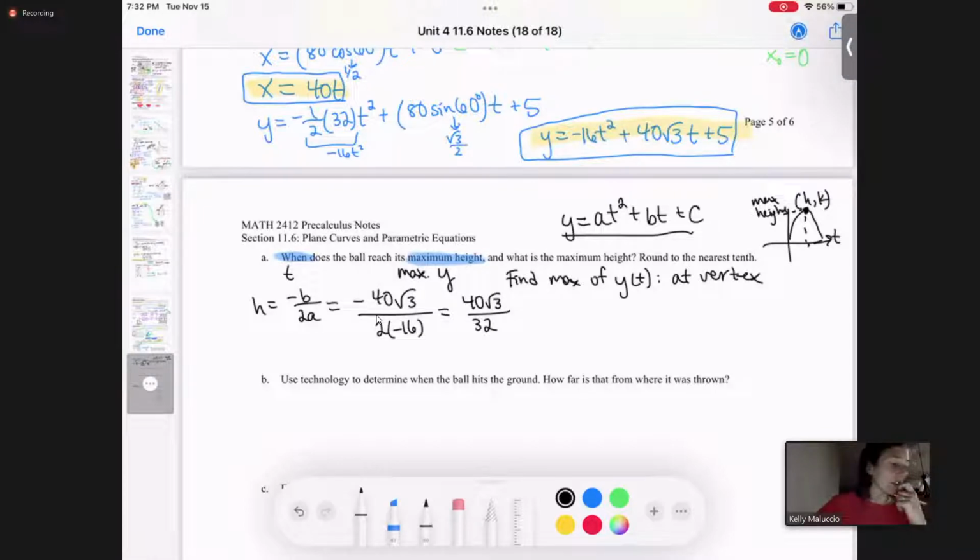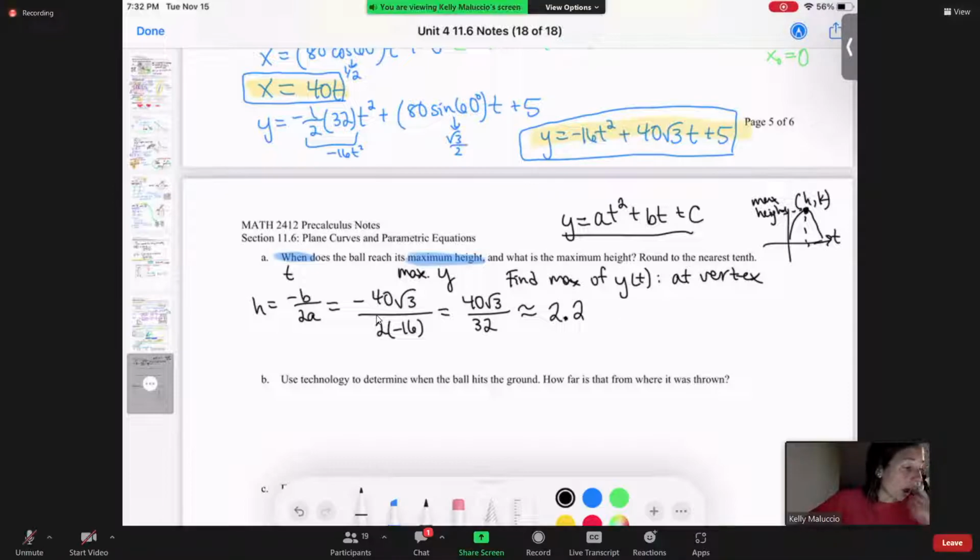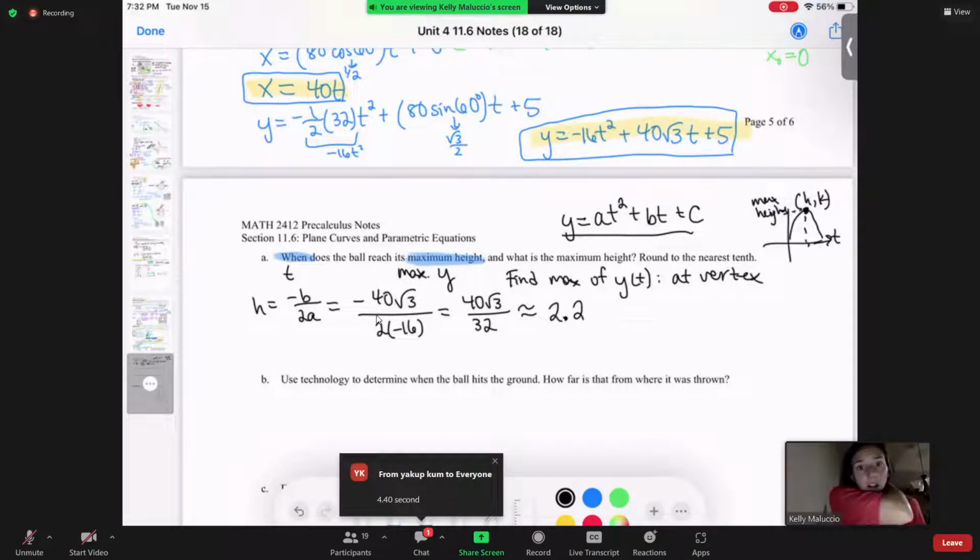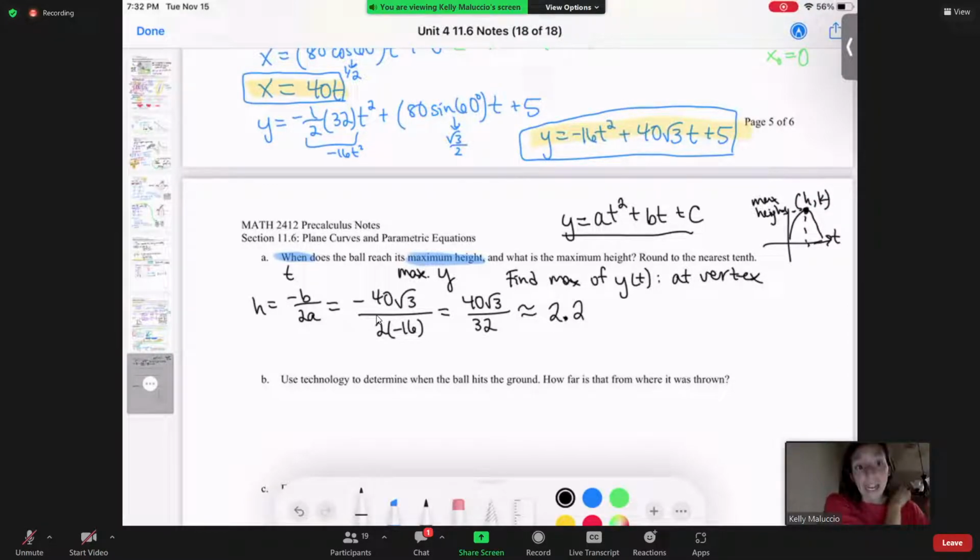Well, I guess, or I could have said 20 root 3 over 16, but we need to get a decimal here because I don't know what that means, right? And this is about 2.2. Now, what does this represent? It actually doesn't represent the height. So remember, this is y of t. So it's not the actual height.